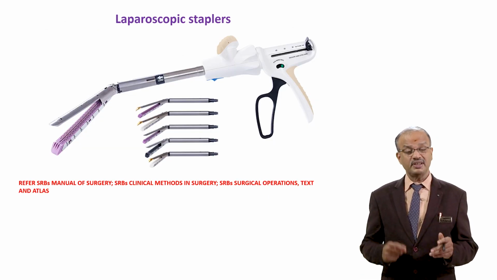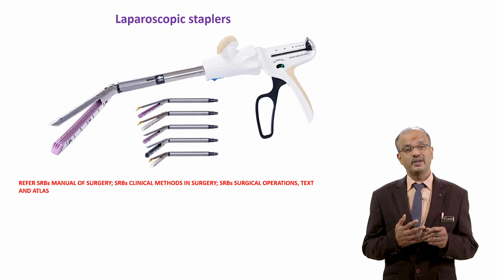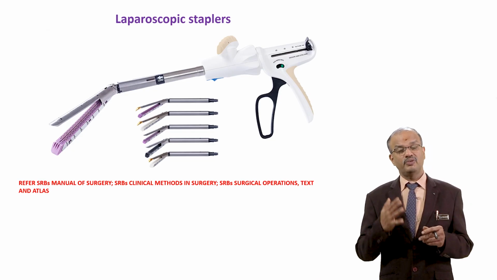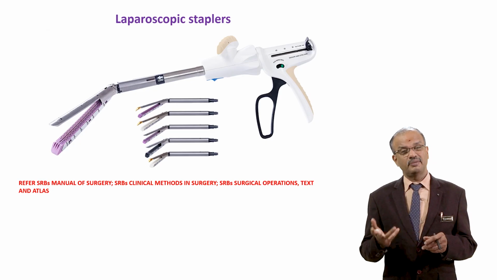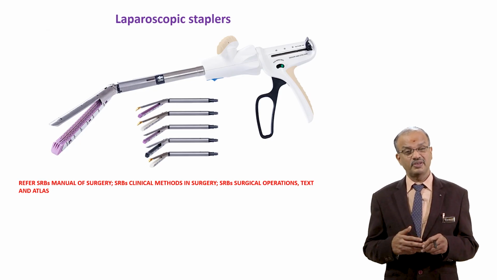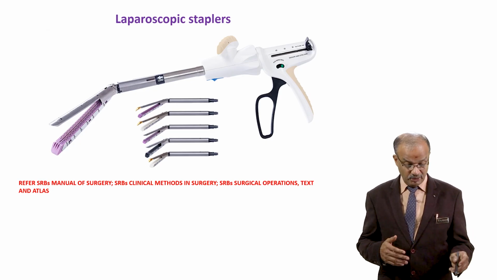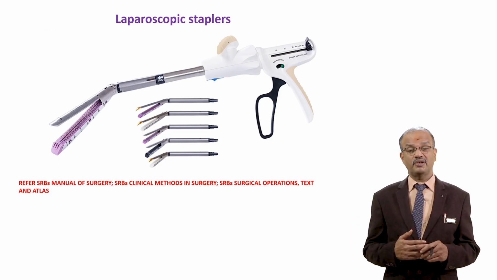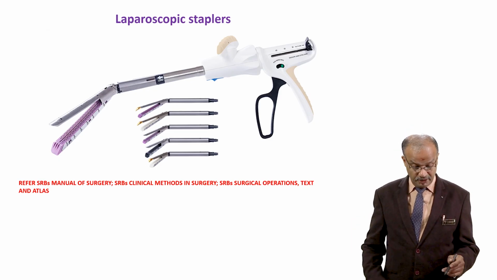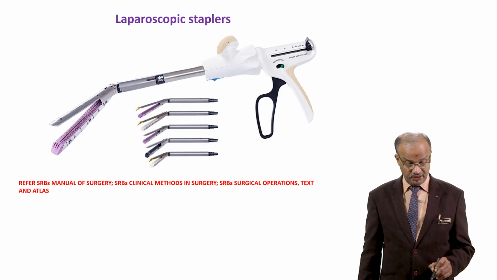Then the staplers are mainly used in GI surgeries and thoracoscopic surgeries, when you want to cut a tissue, like in bowel resection, rectum, colon, small bowel, esophagus, stomach, pancreas. These staplers are of different types, different technologies. Flexible staplers are available from different companies. These are the important things, remember.